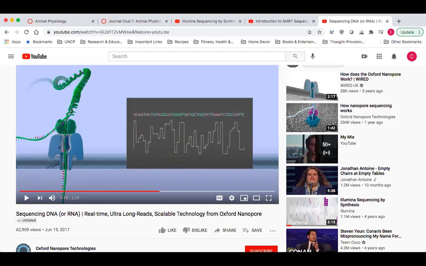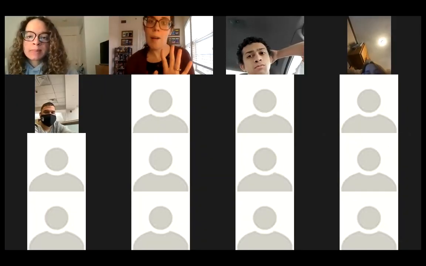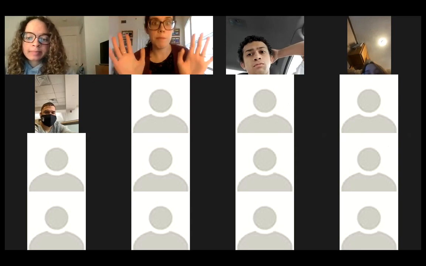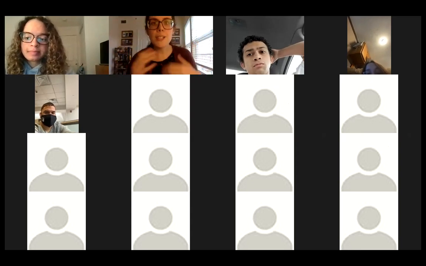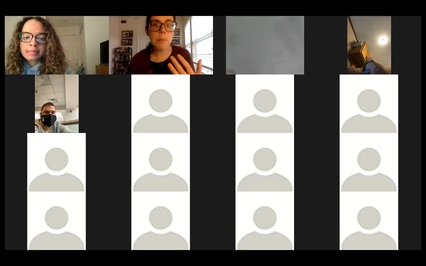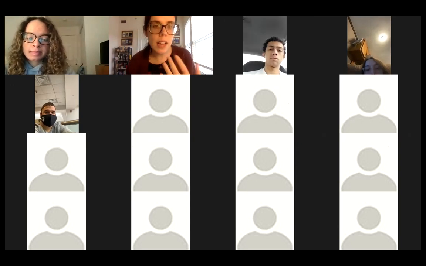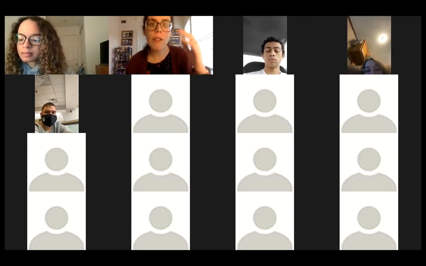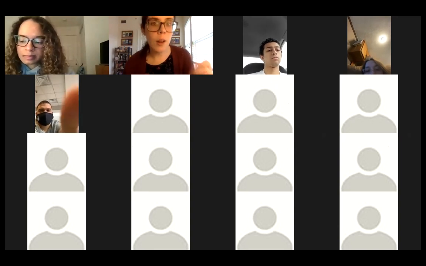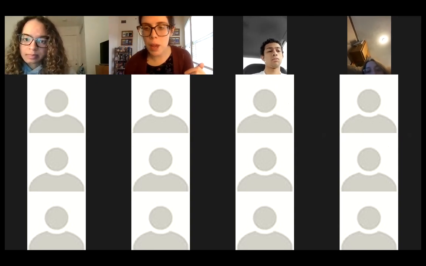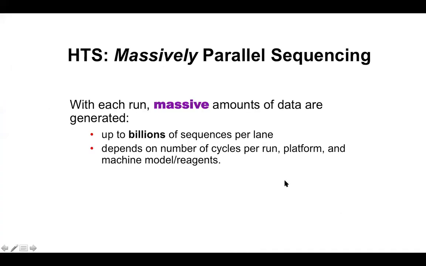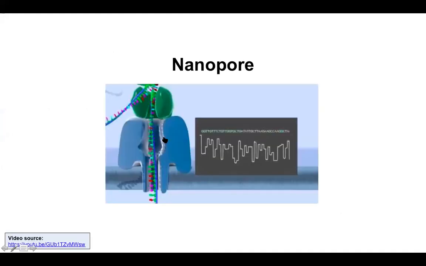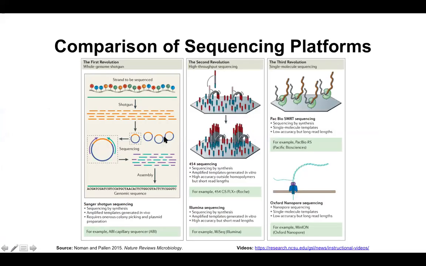Okay, I do not expect you to be able to tell me how all of these things work. Just throwing that out there. I just wanted to introduce you to the science behind these technologies so that when you read about them, you have a vague understanding of what's happening. Okay, let me switch back to where we were. Again, comparison of our sequencing platforms.